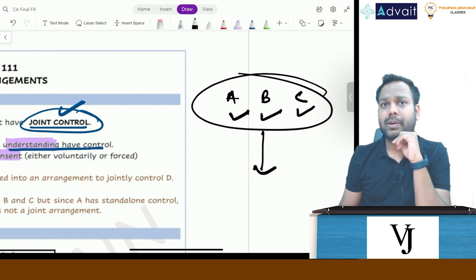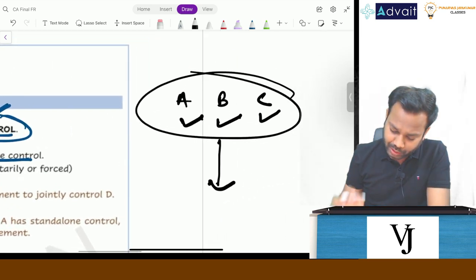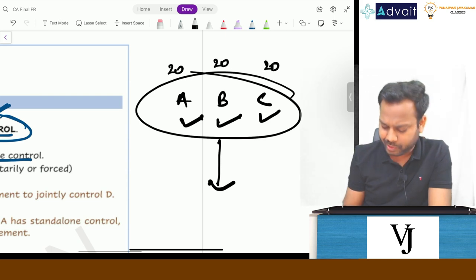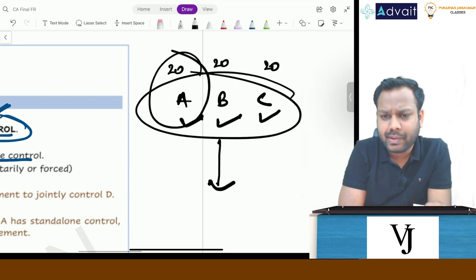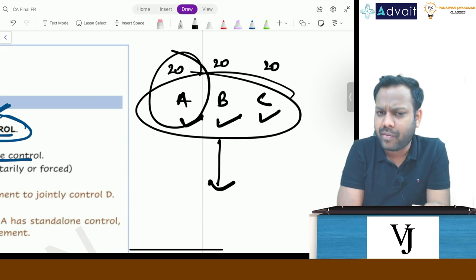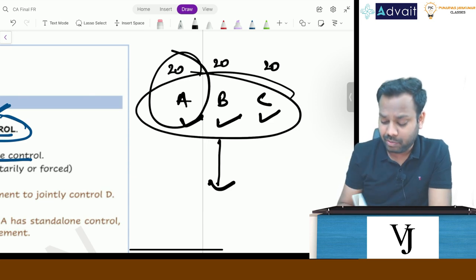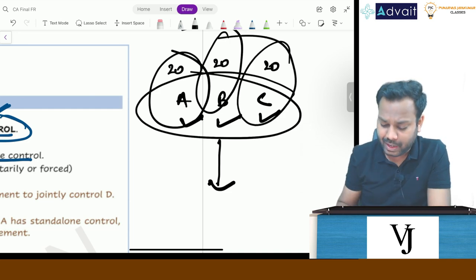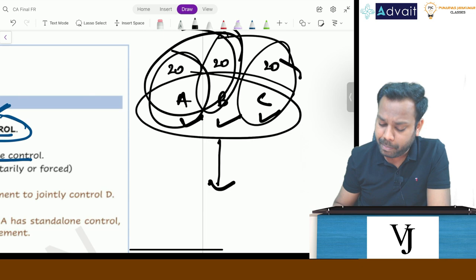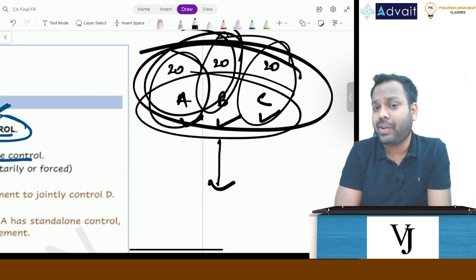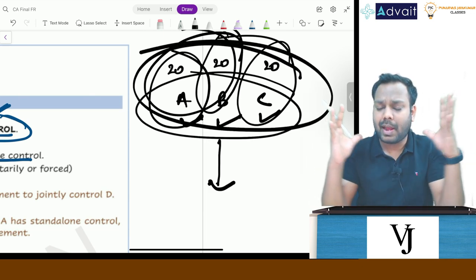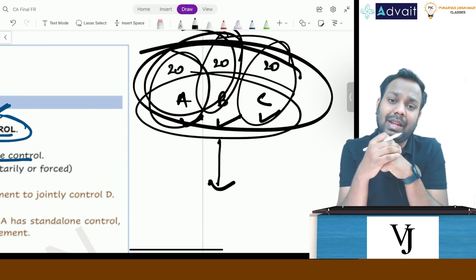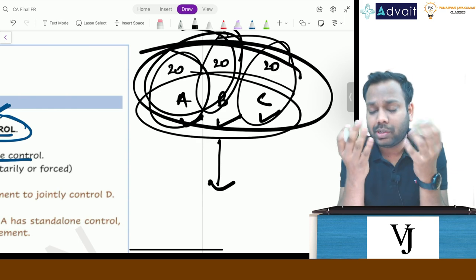But now understand, let's suppose this party is having 20%. Can A individually take any decisions? Does A have the power to take decisions independently? No. Does B have the power independently to take any decisions? No. Does C? No. Do A and B cumulatively have the power? No. A, B and C, when they accumulate their power, it gives rise to control. Then it is called joint control.